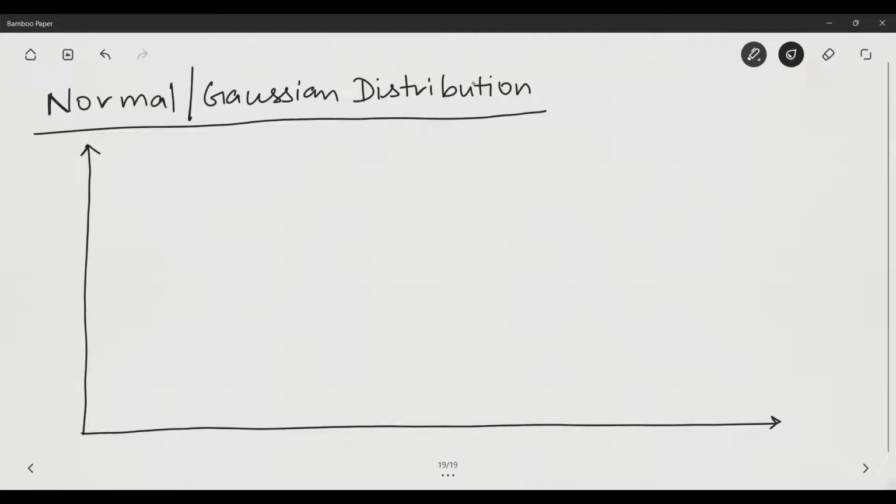Suppose I give you the task to conduct a survey and take the weights of people between 25 and 35, and I ask what you think the probable weight of the people in this age group is. I think every one of you is able to answer that: most of the people will lie between maybe 60 to 80.